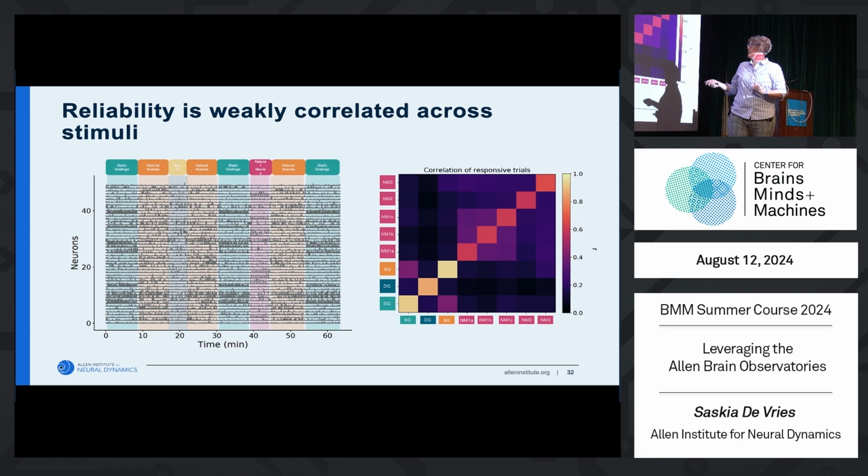Now we want to compare that with the drifting grating, where there's going to be one direction and frequency of grating that drives the cell the most. Of the trials of that grating, how many did it respond to? What's the correlation between those reliabilities, right? So that's what we're looking at here.